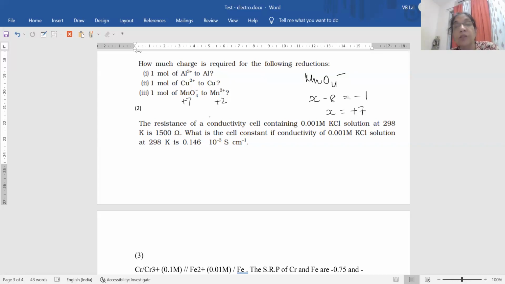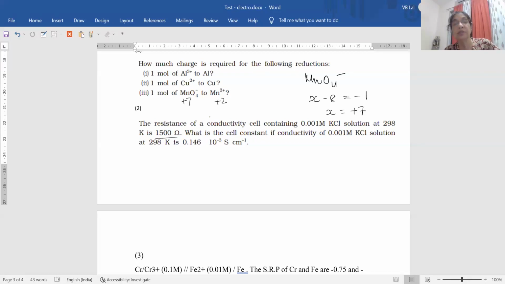Here Cu2+ to Cu. How many electrons? 2. So 2 Faraday. Here Al3+ to Al. How many? It is 3 to 0, so 3. Here 2 to 0, that is 2. Here 7 to 2, how many? 5. So it is 5 Faraday. Did you understand? Yes, ma'am.